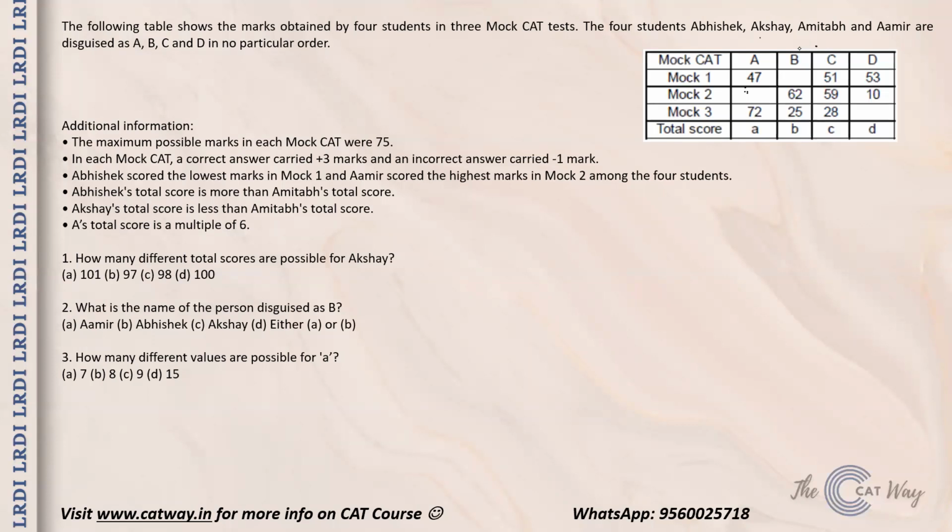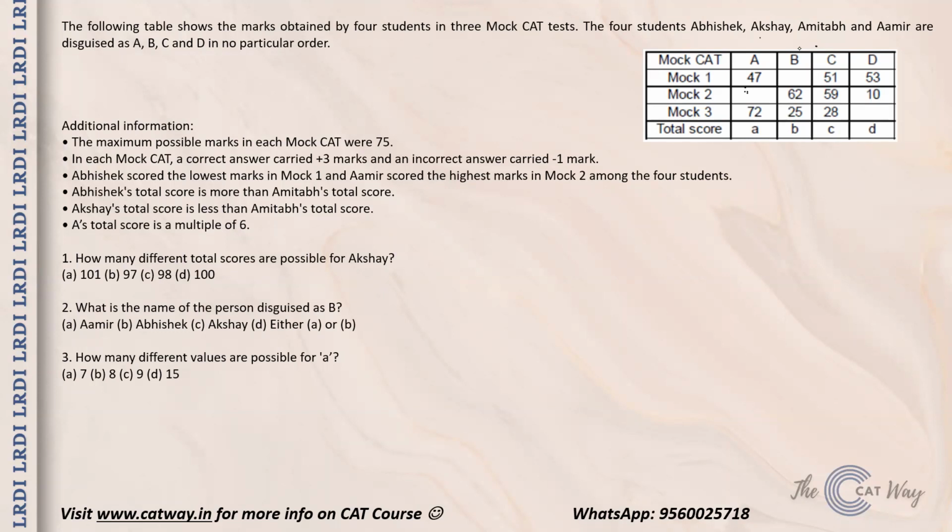Now some additional information is available: the maximum possible marks in each mock CAT were 75. In each mock CAT, a correct answer carried +3 marks and an incorrect answer carried -1 mark. Abhishek scored the lowest marks in mock 1 and Amir scored the highest marks in mock 2 among the 4 students. Now Abhishek's total score is more than that of Amitabh. Akshay's total score is less than that of Amitabh. Now A's total score is a multiple of 6. So these are the few pointers we have been given.